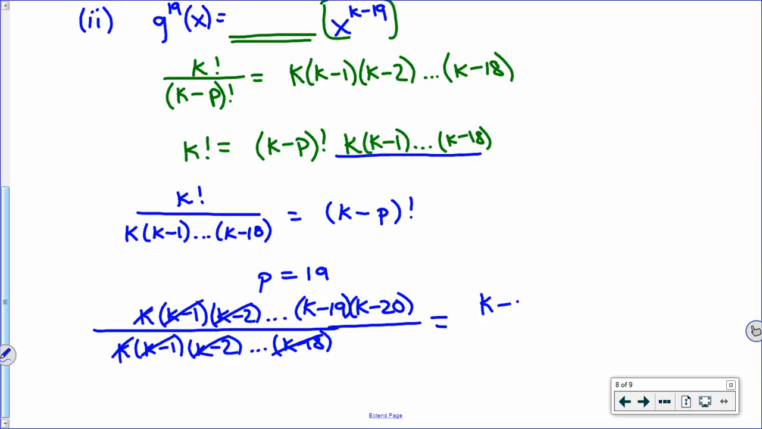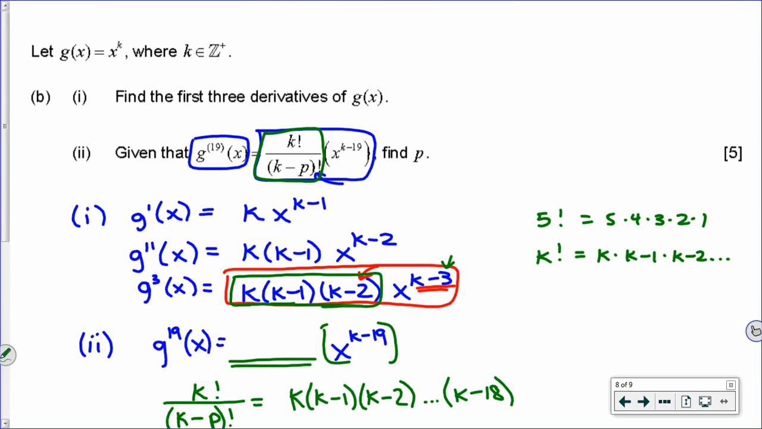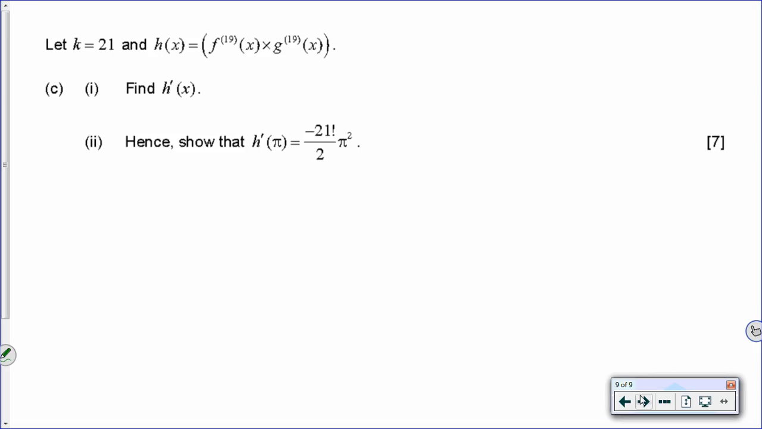So to have the expression k minus p factorial over here, k minus something factorial equals k minus 19, k minus 20, dot, dot, dot. So that p must be 19. So this was the evidence that I used to show why p must be 19. It's a complicated procedure, obviously, and there might be more elegant ways to show it, but I think that makes sense to those of us that haven't studied factorials very much. So now we found p.